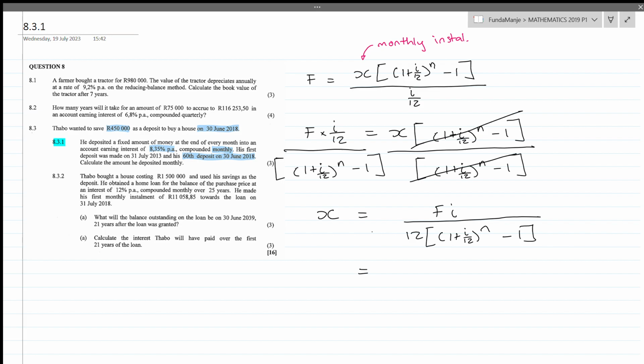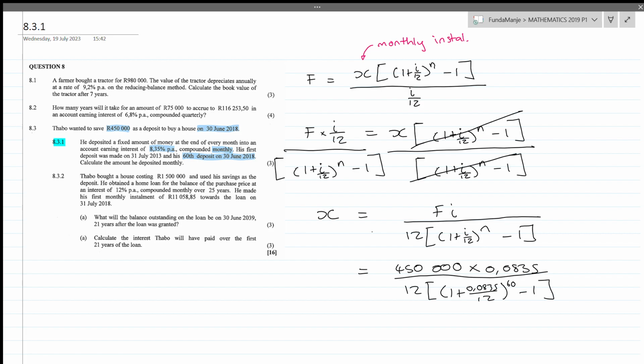So now we can substitute. We have our future value, we want to save 450,000, so that's the amount we need in the future, 450,000, and our interest is 0.0835 all over 12, and 1 plus 0.0835 over 12 to the power of 60 minus 1, close bracket.